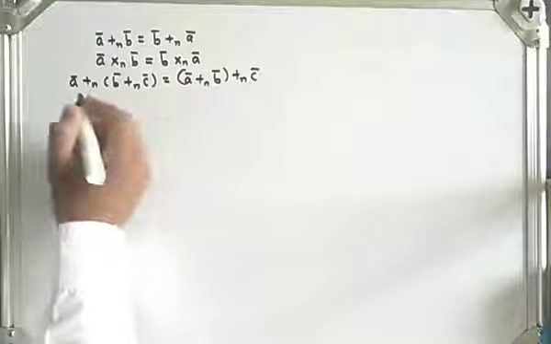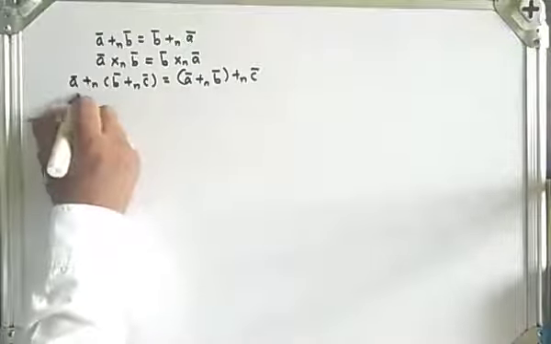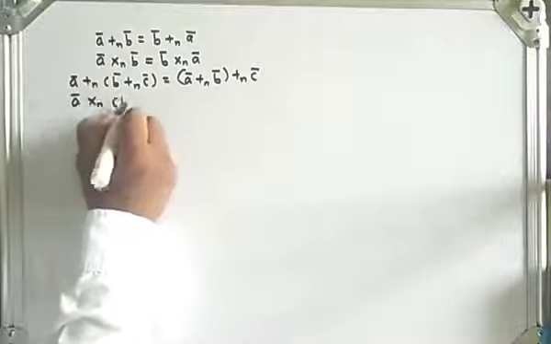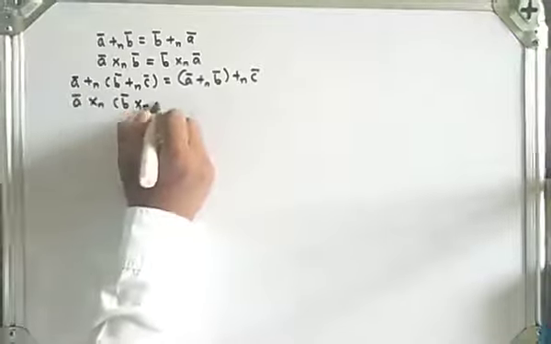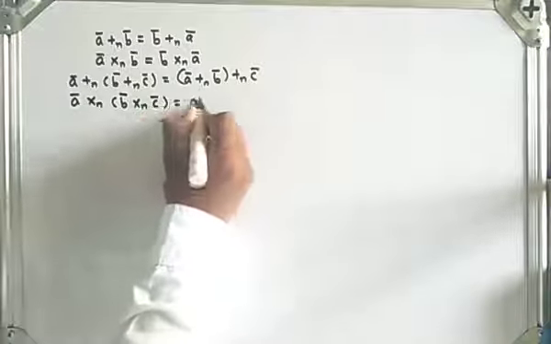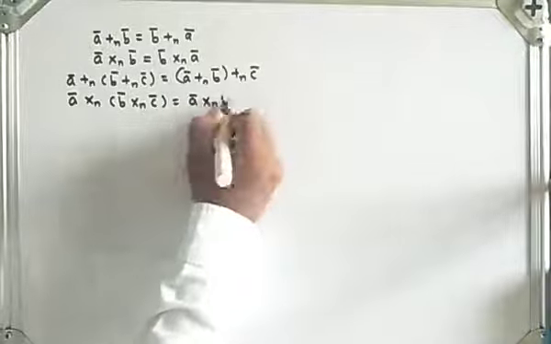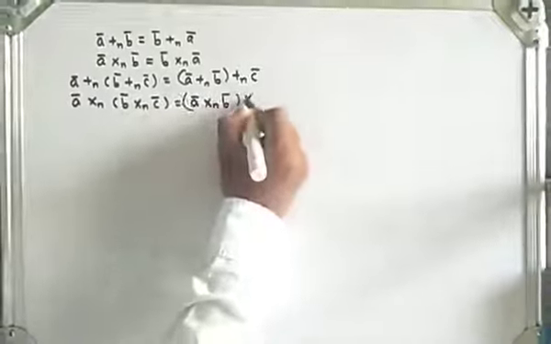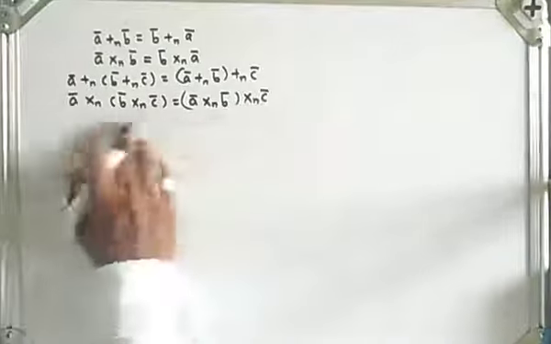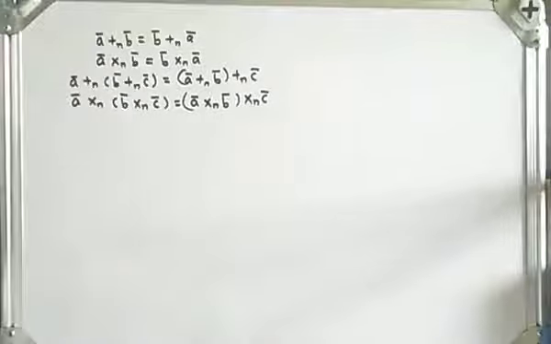Now for multiplication modulo n, a bar multiplication modulo n b bar, multiplication modulo n c bar, is the same as a bar multiplication modulo n, b bar multiplication modulo n c bar. So if LHS is equal to RHS, then we say that the associativity property is satisfied. Now next we have seen distributive laws.